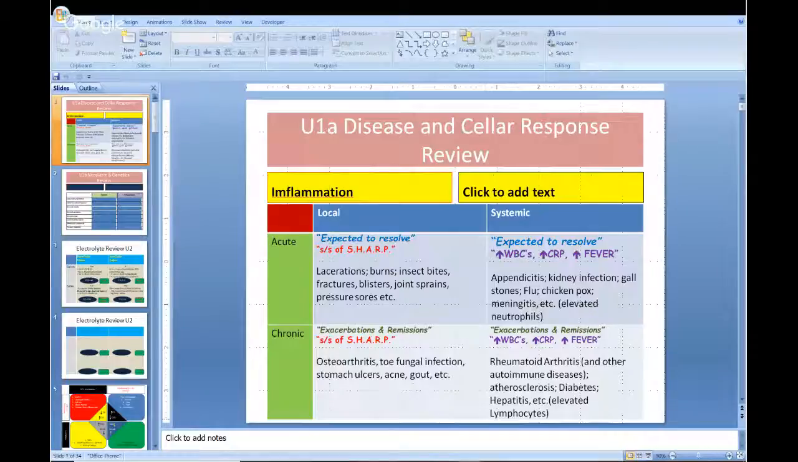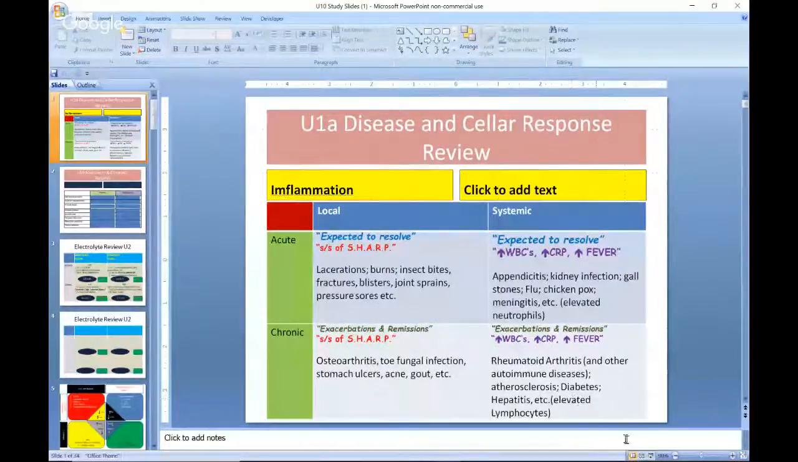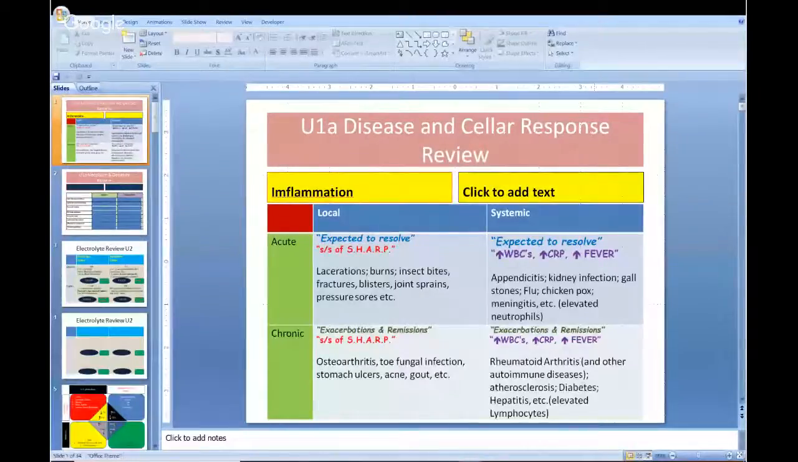Okay, so if you go to PowerPoint and just bring them up on PowerPoint, that's where I'm at. The first slide just says Unit 10, Disease and Cellular Response, which was the name of the unit. And then it's just a review. So there's a review of inflammation. Starting with acute on the left side, we'll go across there.